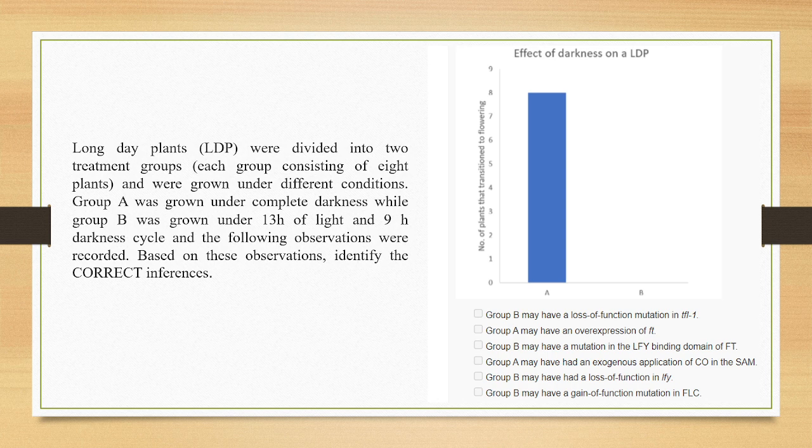Think of all the options and then think of what is given in the graph. Also, note that in the y-axis, they have mentioned the number of plants that have transitioned to the flowering status. That means in group A, we can see that there is a larger number of plants that have transitioned to flowering, whereas in B, there are none which have transitioned to the flowering status.